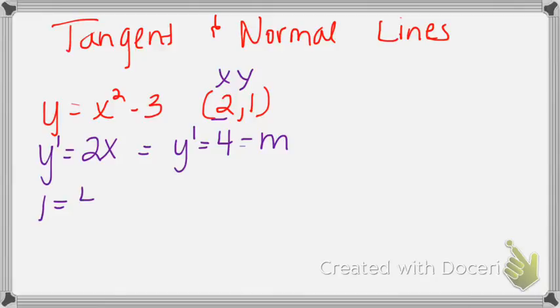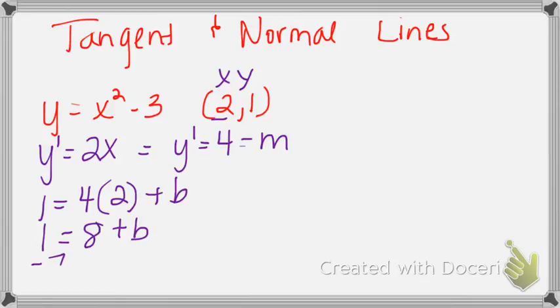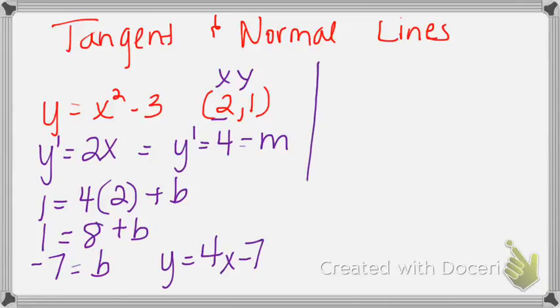1 equals 4 times 2 plus b. So I get 1 equals 8 plus b, subtract 8, and I get y equals 4x minus 7. So there's my tangent line. Not much different from what we did before, except this part right here is much easier.